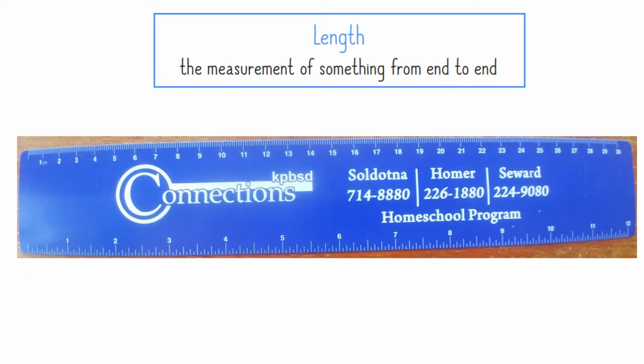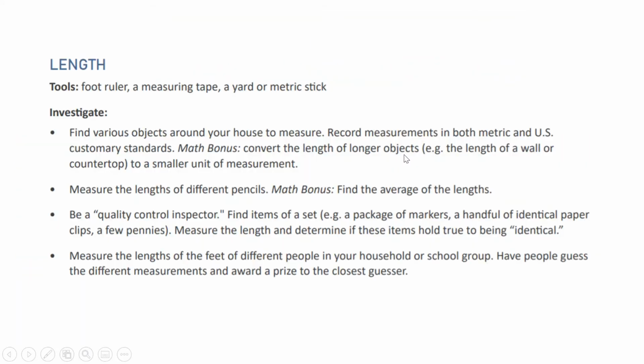How many inches are in a foot? Well, if you knew, it is 12. How many centimeters are in a foot? Well, goodness, it's approximately 30, I guess. So the tools that you could use for length are going to be a foot ruler, which is what I just showed you, a measuring tape, or a yard or meter stick.